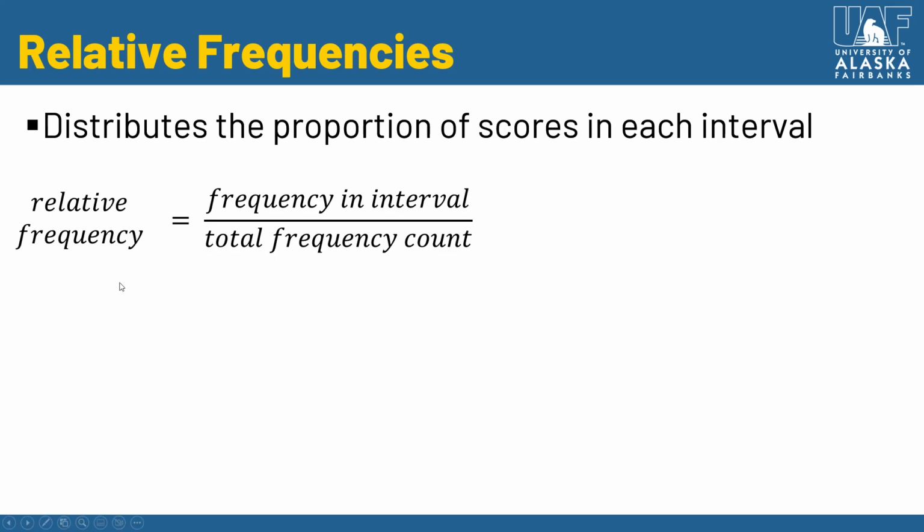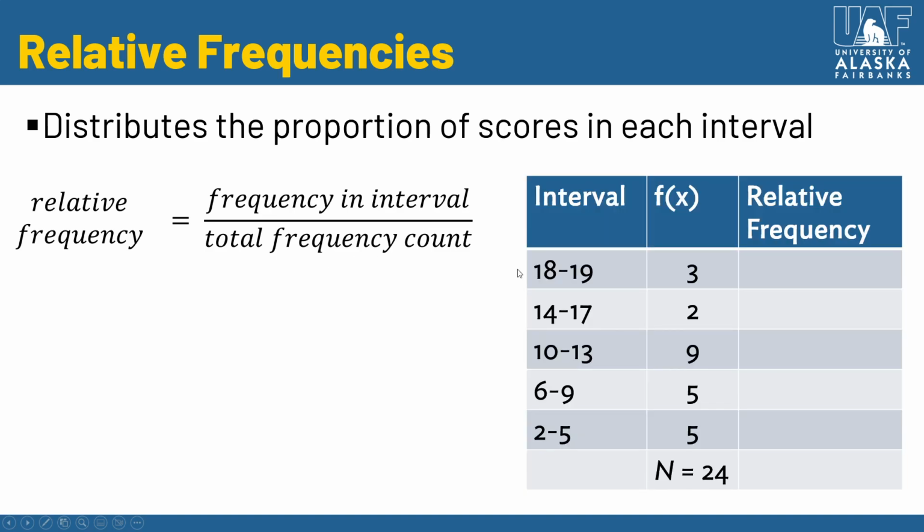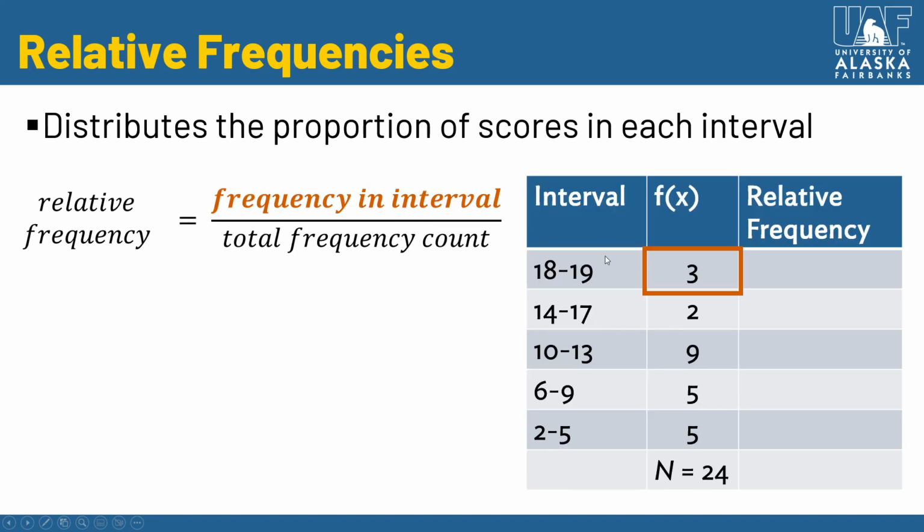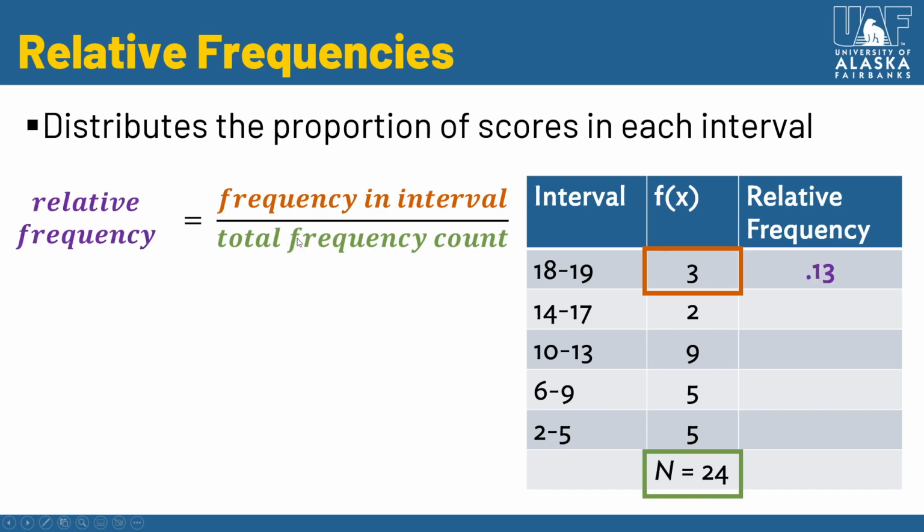And so to put this to math, relative frequency equals the frequency in interval divided by total frequency count. For example, if we're doing a relative frequency for the furthest commuters, the 18 to 19 milers, we see our f of x is 3, and f of x is essentially a term for a function, in this case frequency. So we can see 3 people were in that interval, right? So that's the frequency in the interval. Total frequency count was, again, 24, in this case the total sample. And if we divide those two, 3 divided by 24, we get a value of 0.13.